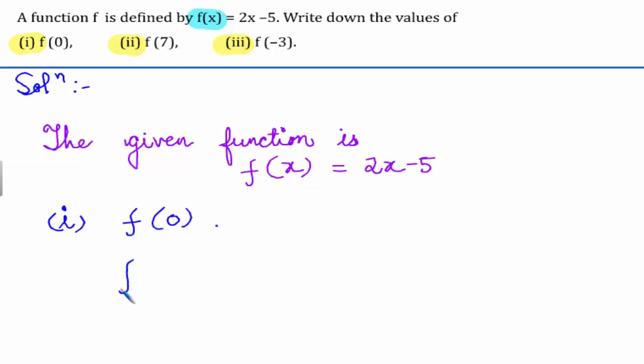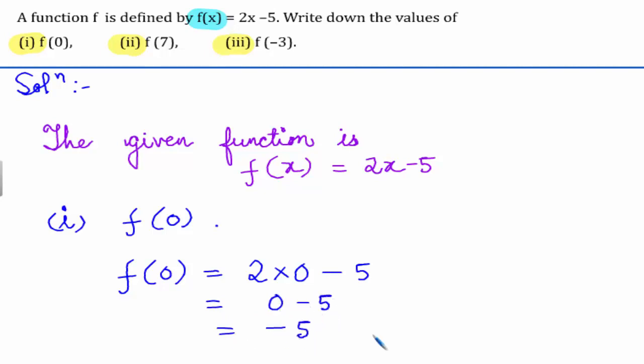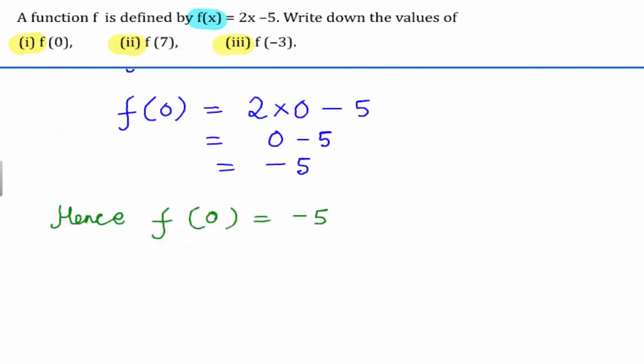We obtain f of 0 by substituting the value x is equal to 0 in 2x minus 5. So we have 2 into 0 minus 5, that is equal to 0 minus 5, which is equal to minus 5. Hence, the value of f of 0 is equal to minus 5.